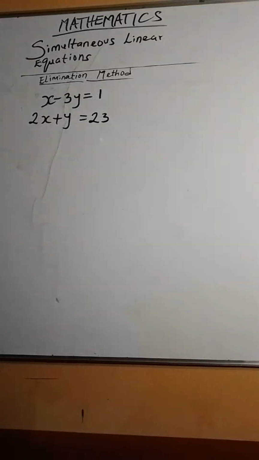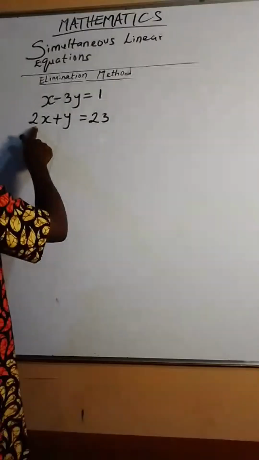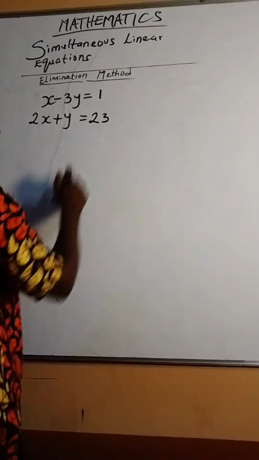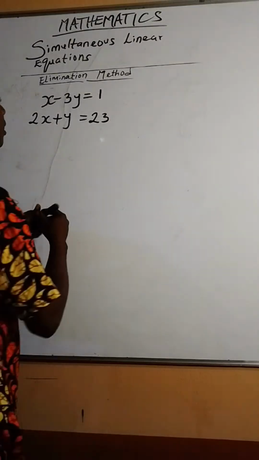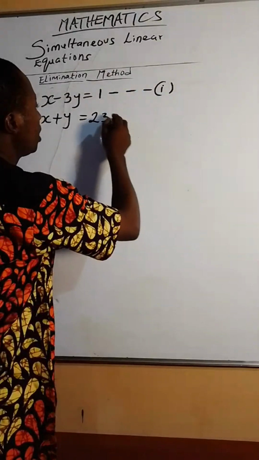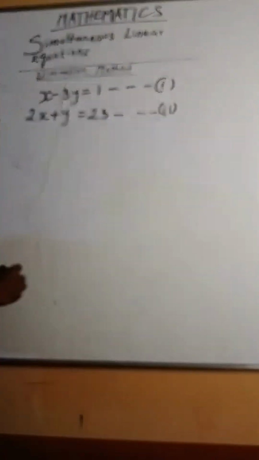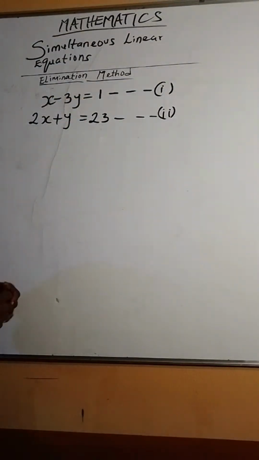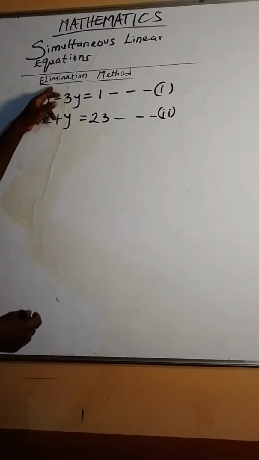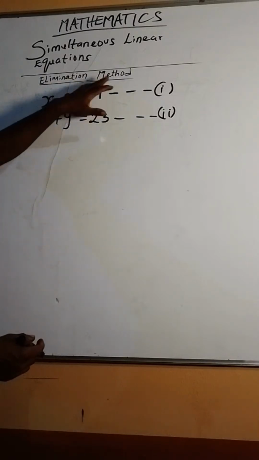So right here, we have another question. In this case, we are given x minus 3y equals 1. And here we have 2x plus y equals 3. So we are going to rename it again, and this becomes our equation 1, while here we take this as equation 2. So these are the two equations which we are going to solve. But don't forget, we are using the elimination method. Let's remember that we are using this method, the elimination method.